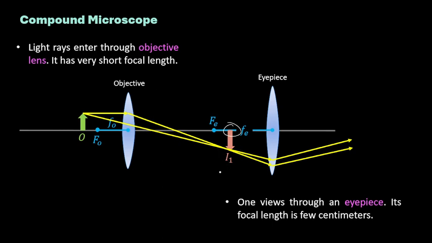Further magnification is achieved by an eyepiece. Now this image I1 acts as an object for the eyepiece, and the magnification of this image I1 takes place in just the same way as with the magnifier. Let's see how it happens.